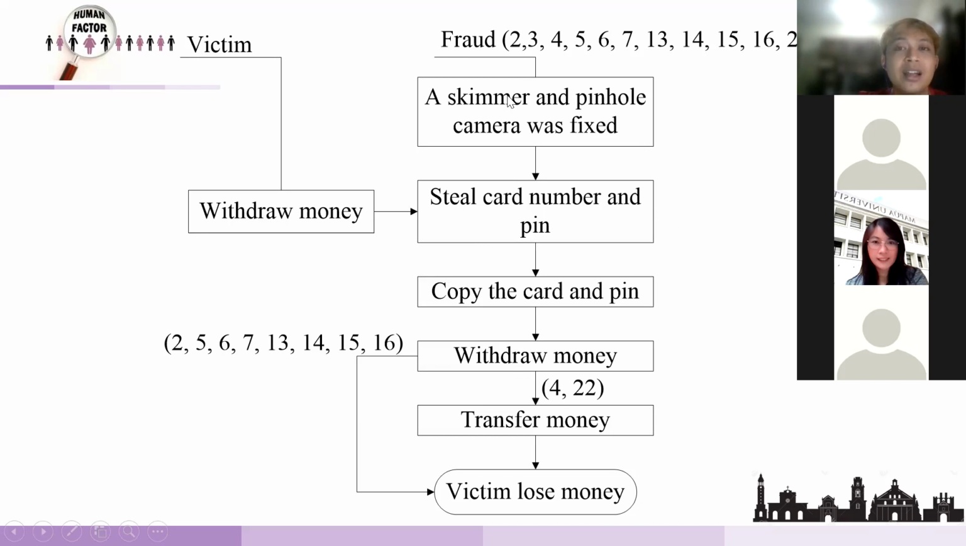So if you have the card and the PIN, they can withdraw money from everywhere. Not just withdraw money, in some cases they can also transfer the money, and in the end the victim loses the money. Okay, this is the first style of credit card fraud. In these cases they don't transfer the money, they just withdraw the money. So the scary part is something like this.